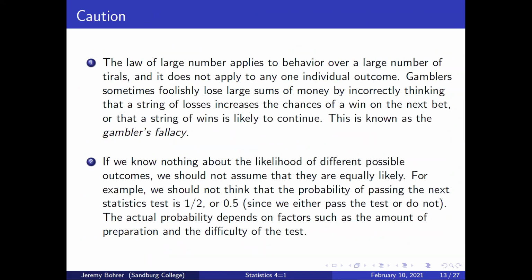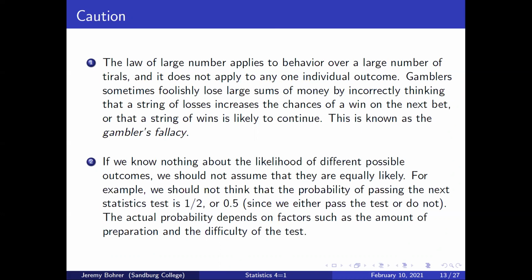Caution. The law of large numbers applies to behavior over a large number of trials and does not apply to any one individual outcome. Gamblers sometimes foolishly lose large sums of money by incorrectly thinking that a string of losses increases the chances of a win on the next bet, or that a string of wins is likely to continue. This is known as the gambler's fallacy.